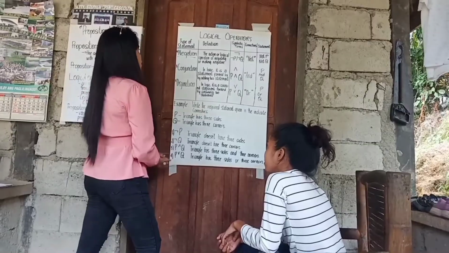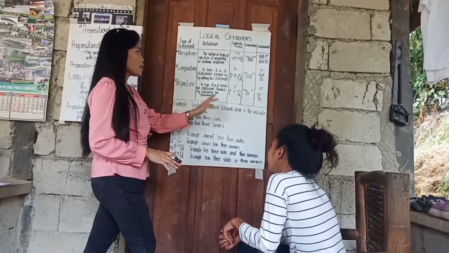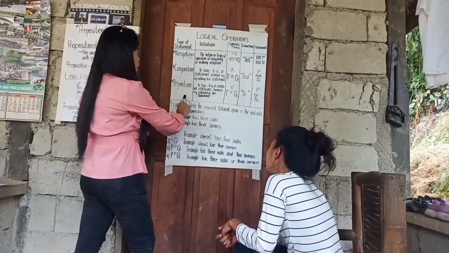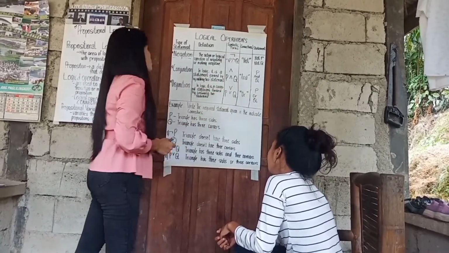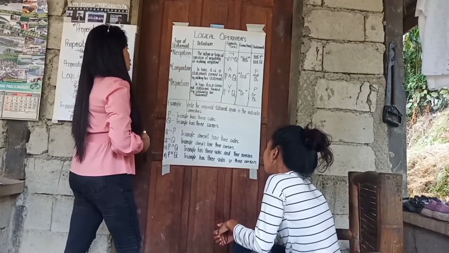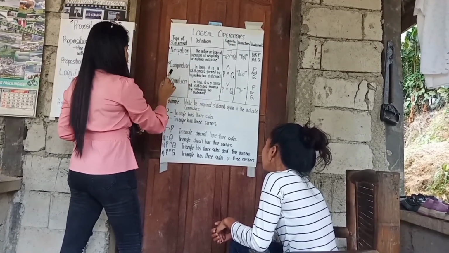Good afternoon partner, so itututor ko ngayon sa iyo yung all about the logical operators. So I have here a table, which has the type of statement, the definition, symbolic forms, connective, and the last one is the statement. So the types of statement that I'll tutor to you are the negation, conjunction, and disjunction.